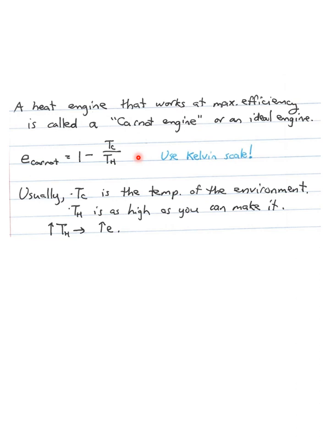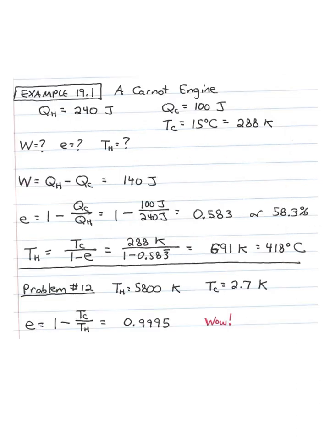You need to be careful. You need to use the Kelvin scale. If you plug in Celsius, you're not getting the true ratio of the temperatures. Now, usually, T sub C is the temperature of the environment. In the earlier picture that I showed you, the schematic of the steam turbine, it was actually the temperature that the condenser was making it. TH is as high as you can make it. So as the temperature of the hot temperature reservoir goes up, efficiency goes up.